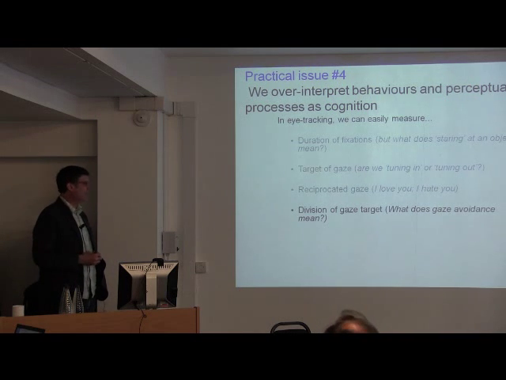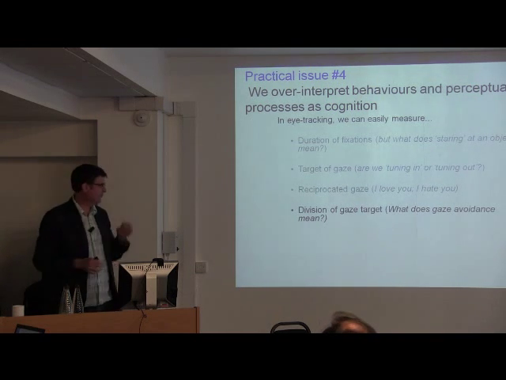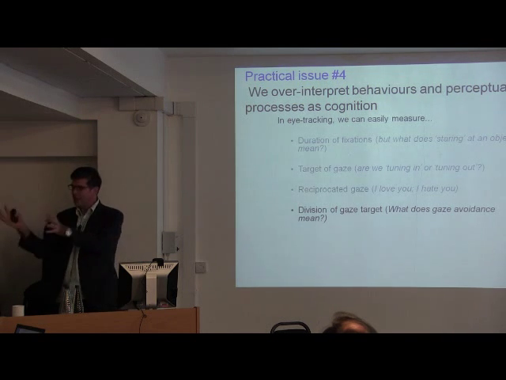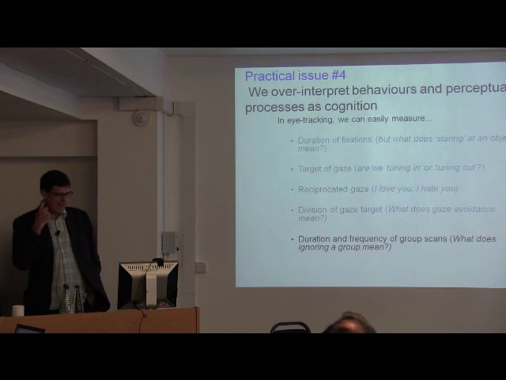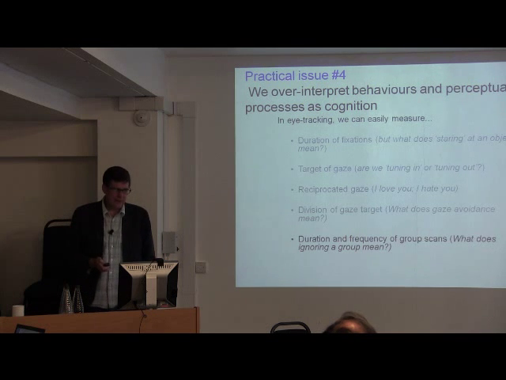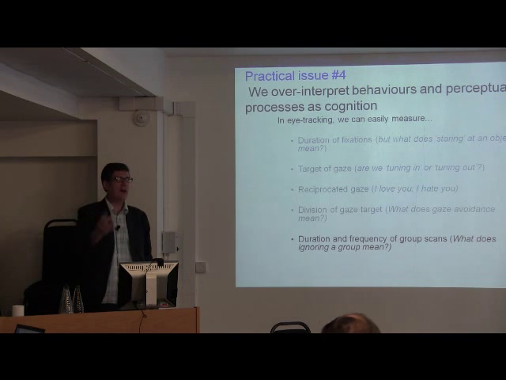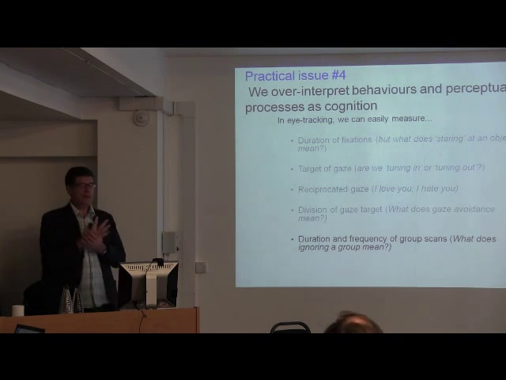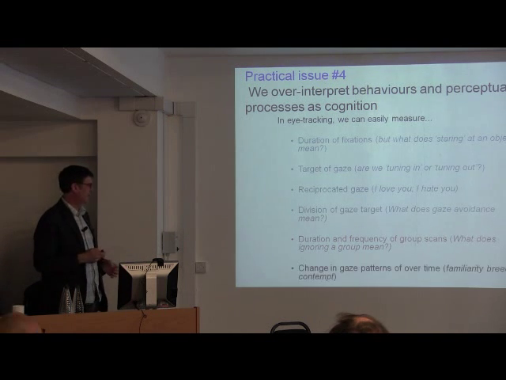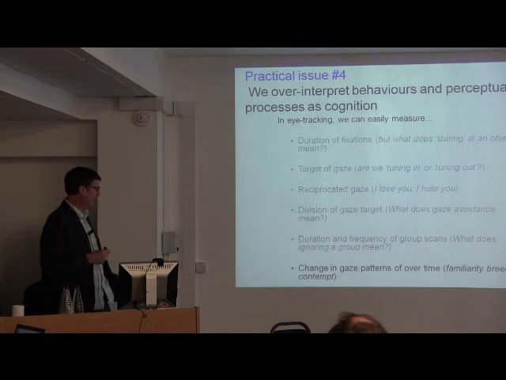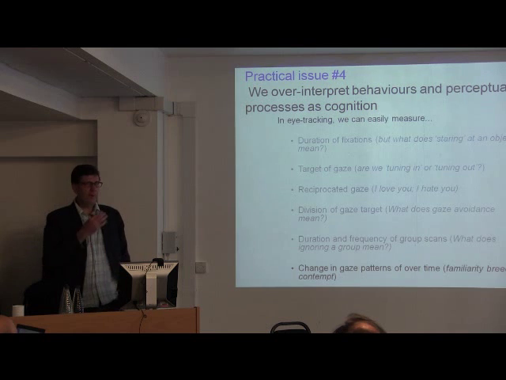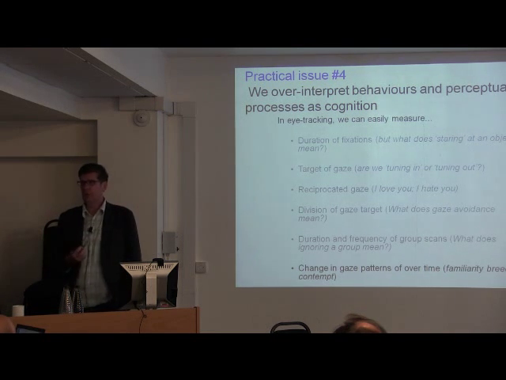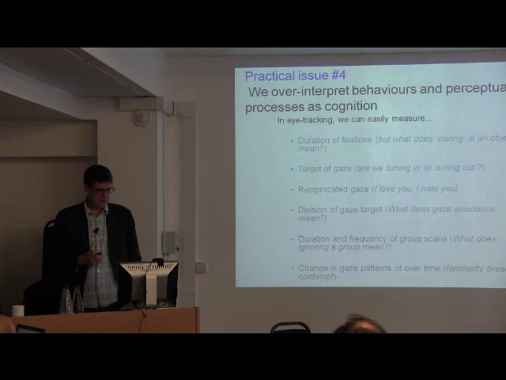Division of gaze targets: when we have gaze that's dispersed across a group, we don't know what that means, or when we never look at a particular area of a room. Duration and frequency of group scans: we don't know what ignoring a group means. There's a tendency, especially if you come from studying motivation and emotions, to see eye tracking as something that will give you insight into motivation, emotions, and engagement, but it's not necessarily clear that that's the case. We don't know what a change in gaze patterns over time means either. We know there are some behavioral changes, but we don't know if that corresponds with emotional change or motivation changes.